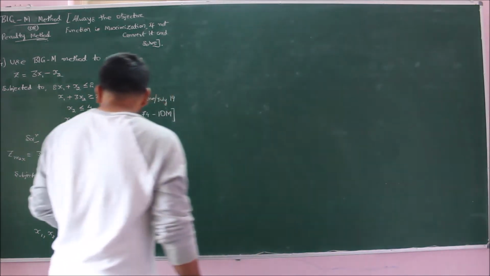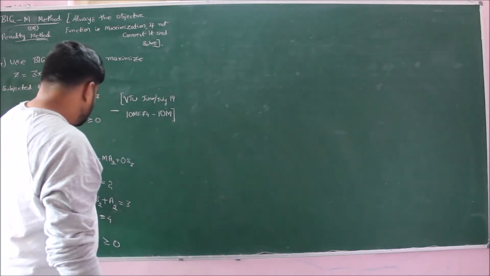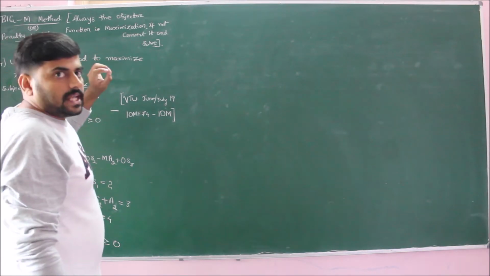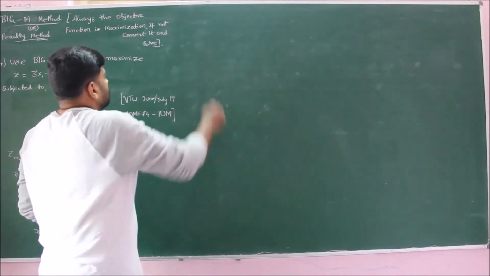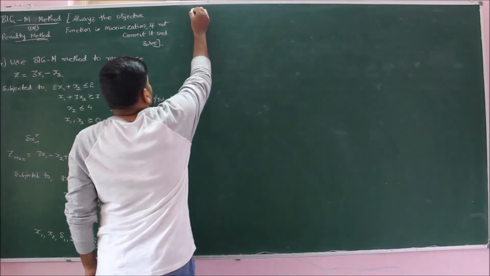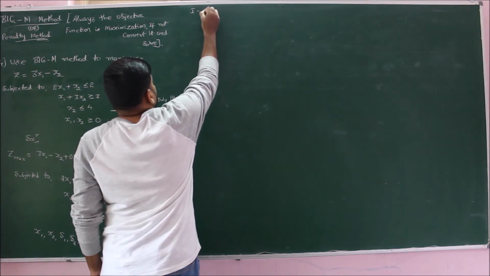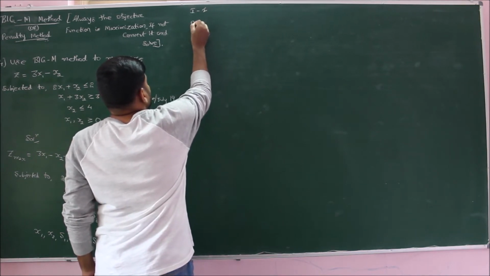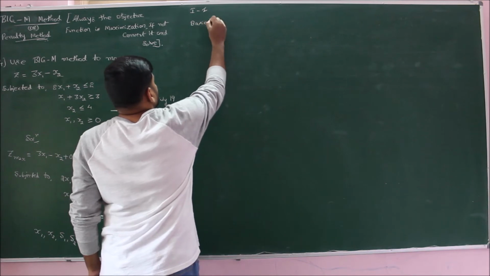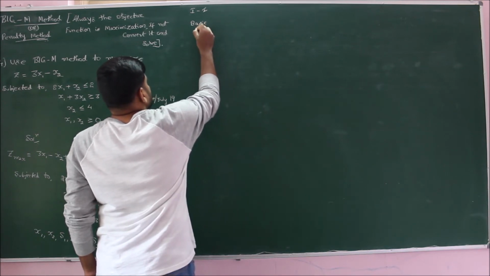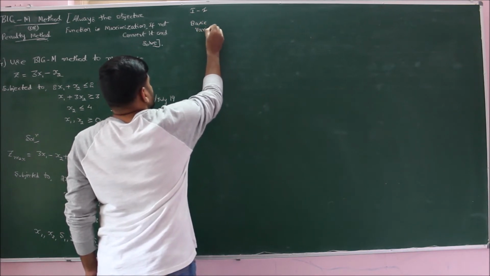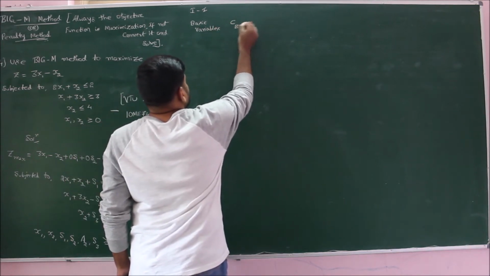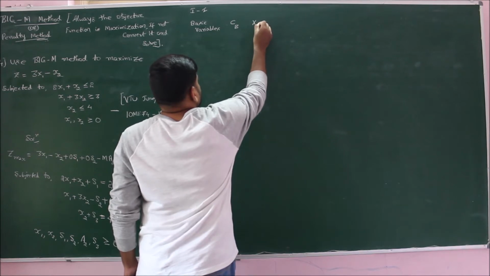Next, moving on to the first simplex table, that is the first iteration of our big M method. For the first iteration, the first column will be the basic variables, then the coefficient of the basic variables, and we have xb.